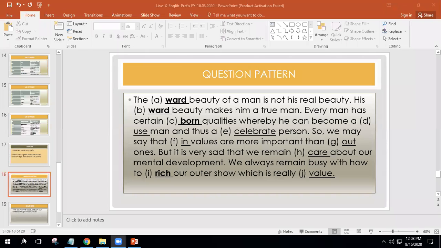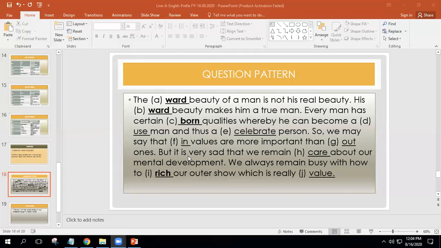Which one, ma'am? Which one were we asking? Thus, everyone can become a dash person. What person? Celebrated person. Celebrated person. That is a past participle, and a past participle is an adjective. We all know that, right? Okay, then so we may say that what?